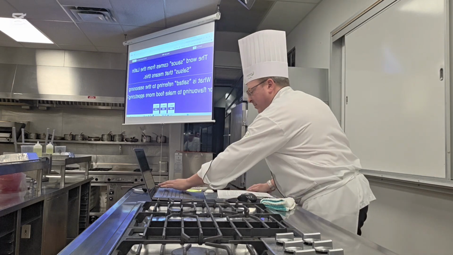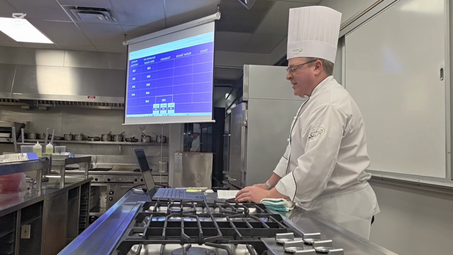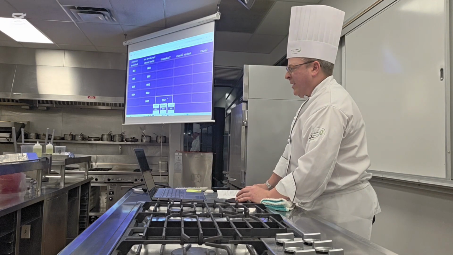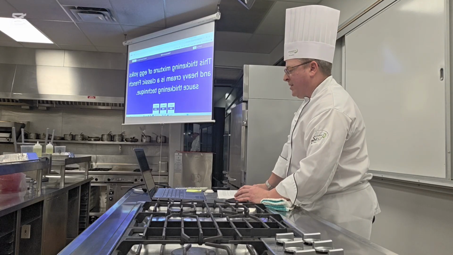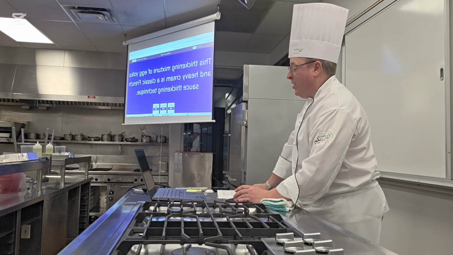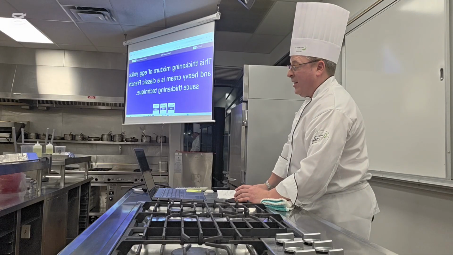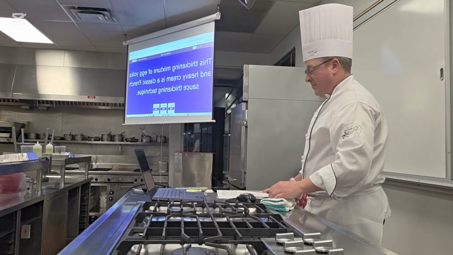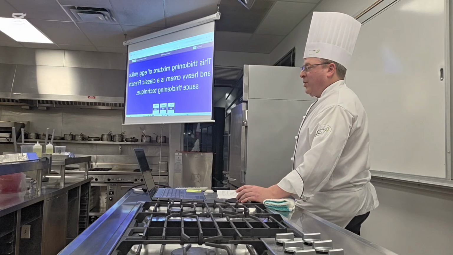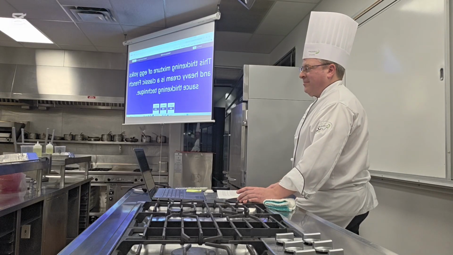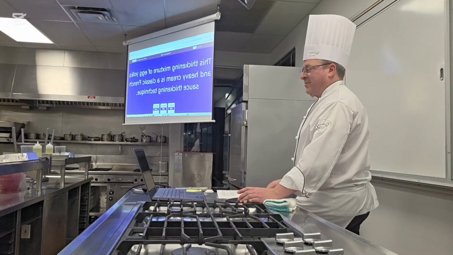I see. All right, last one. Who gets it? Team Lily, for 500. There we go, last one. This thickening mixture of egg yolks and heavy cream is a classic sauce thickening technique. We talked about it in the PowerPoint. We did not use it today.